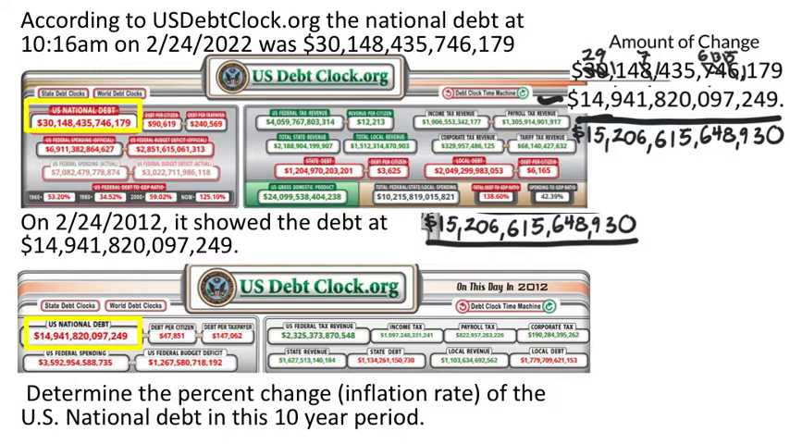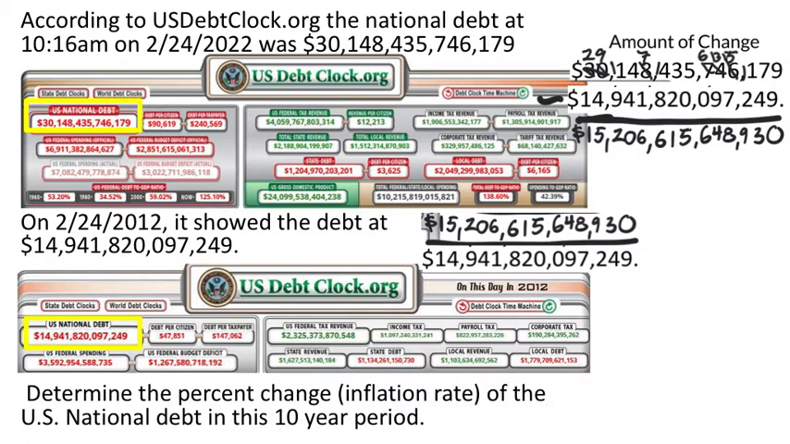So let's take that number. Let's see if it'll, yeah, there we go. I copied it. I'm going to divide that. Now, even though these numbers are large, the calculator should allow me to do this. 15,615,648,930 divided, and I'm using the divide button, not the fraction button there, by 14,941,820,097,249. And when I push enter here, I get this decimal.